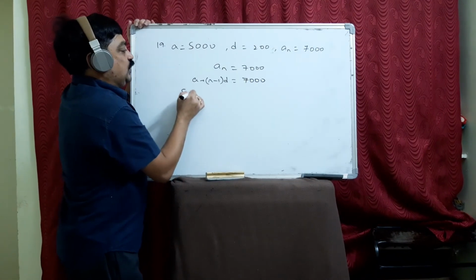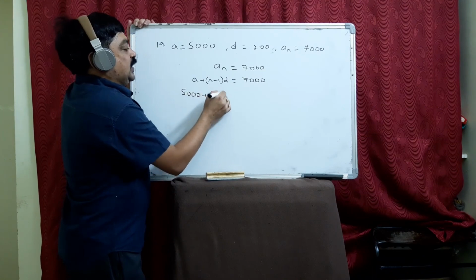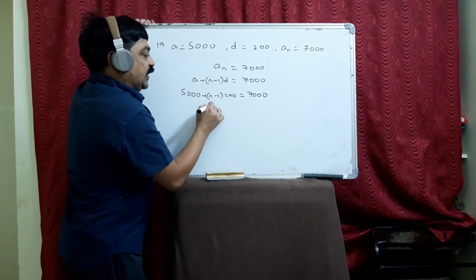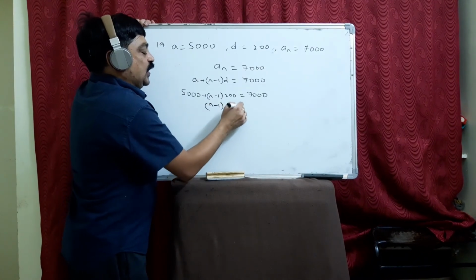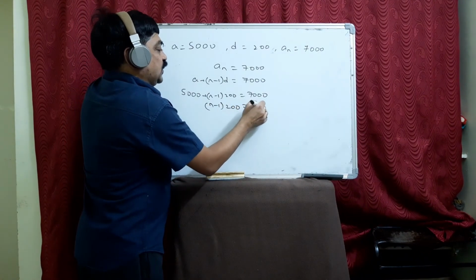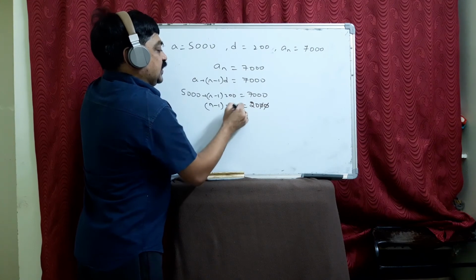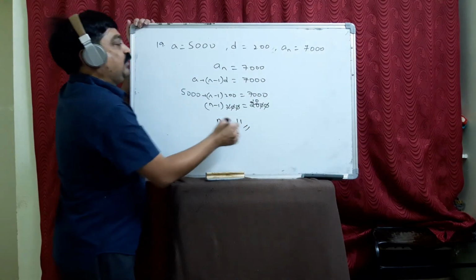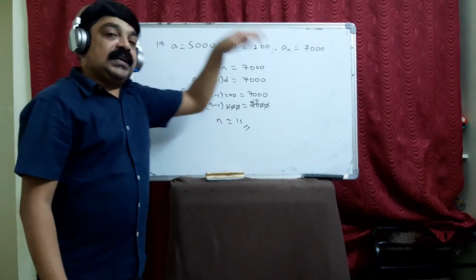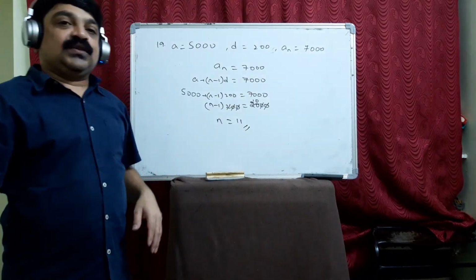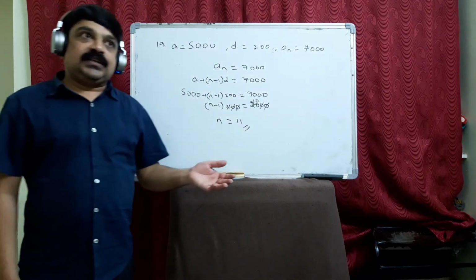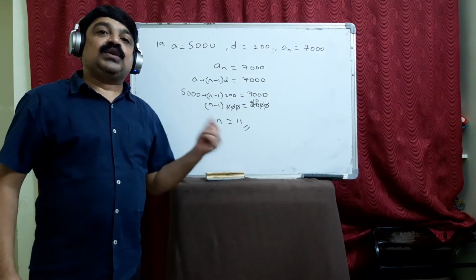So A is 5,000 plus n minus 1 into 200 equals 7,000. So bring 5,000 to that side. n minus 1 into 200 equals 7,000 minus 5,000, that is 2,000. Now you can cancel this. It becomes 10. So n equal to 11. So after 11 years, his salary reaches 7,000. 1995 plus 11 years means he gets a salary of 7,000 by 2006.